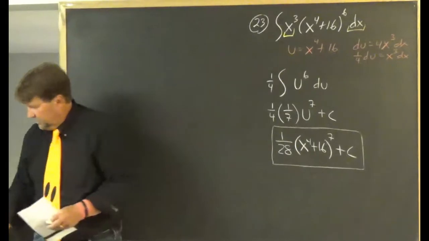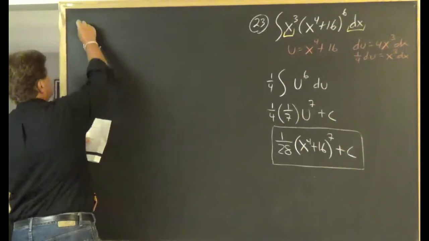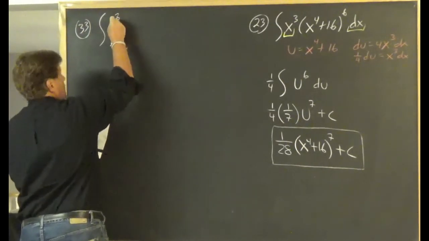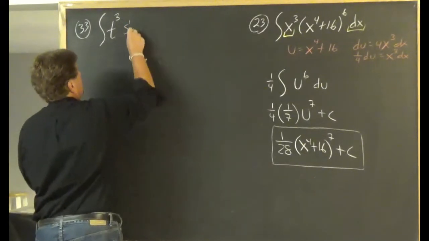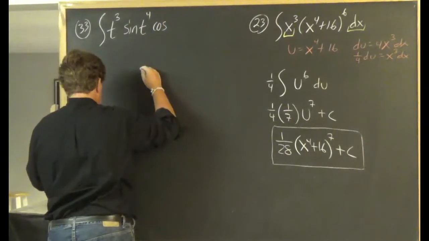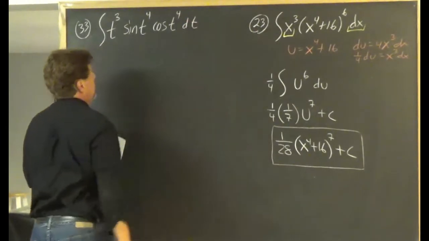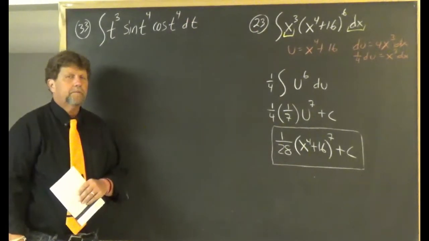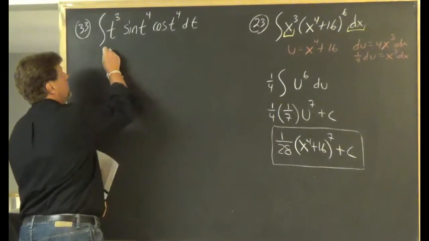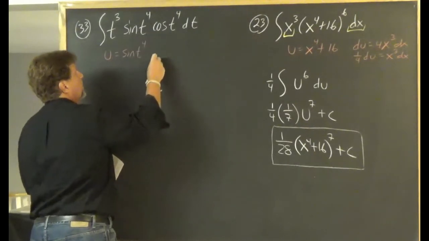So let's see, number 33. That one's looking a little more intriguing. You have the integral of t cubed sine t to the 4th cosine t to the 4th dt. Okay, I would let u equal the sine of t to the 4th.